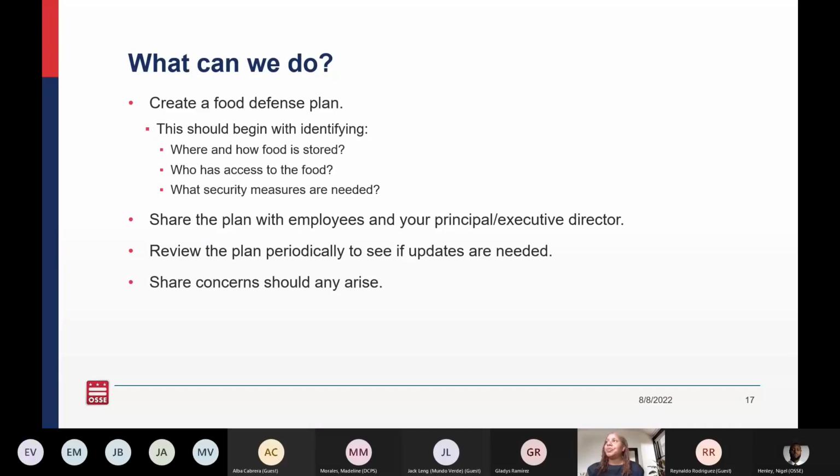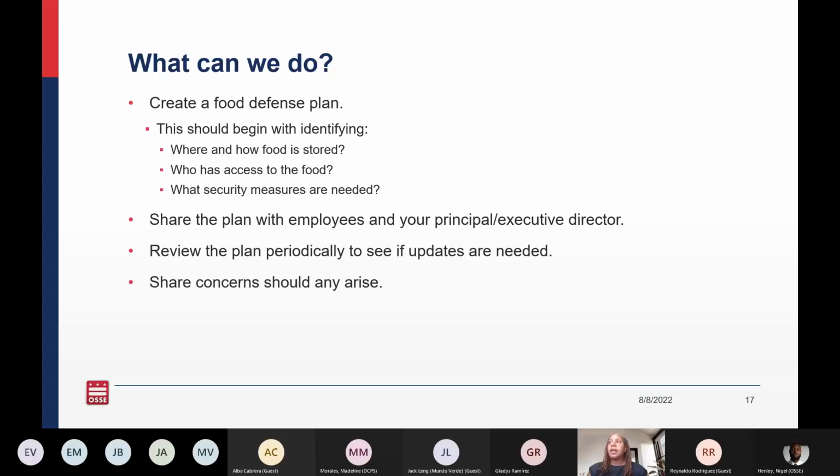So what can we do? We can create a food defense plan, and that begins with identifying where and how food is stored. Again, is it in the refrigerator? Is it in a dry storage area? Once we identify where and how it's stored, we should also identify who has access to the food. So, is it only that our food service staff employees have access? Is it potential that some of our administrative staff have access to the food in the event of an emergency? They should also be made aware of the food defense plan.